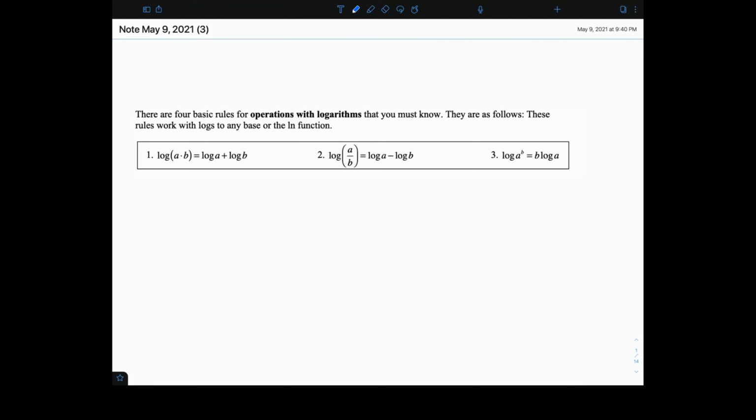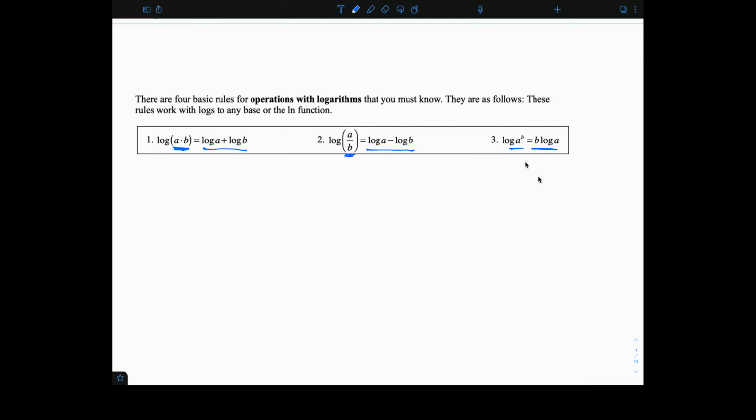So the first rule is if you multiply the arguments, then it's the same thing as adding logs. If you divide, it's the same thing as subtracting. And if the argument is raised to a power, it's the same thing as multiplying that power times the log.